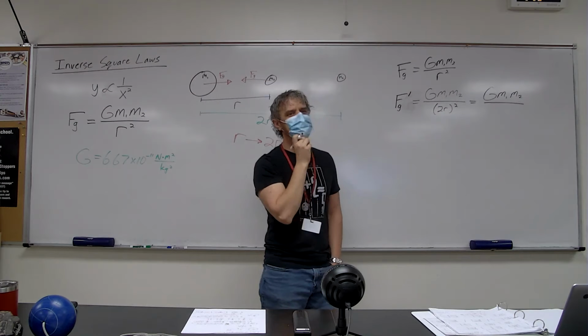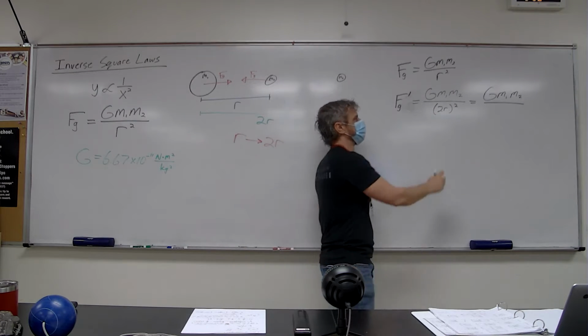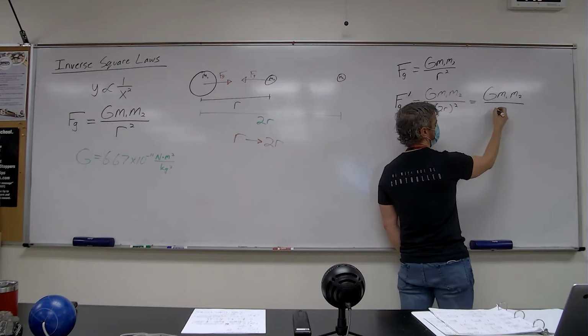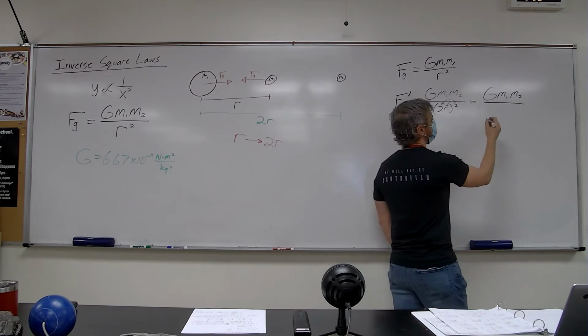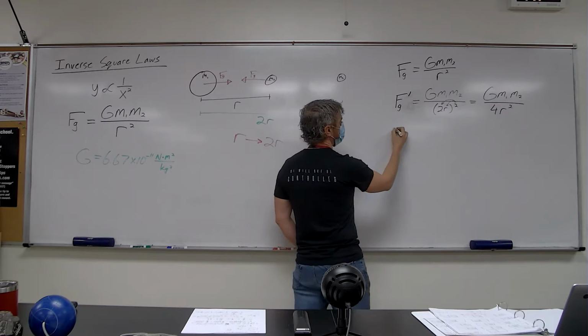Your properties of exponents should be pretty ingrained in your brain by now, especially if you're in pre-cal. What is 2r squared? 4r squared. Yeah, that 2, that squared applies to both factors, right? So that's going to be 4 times r squared. And I like doing it this way.